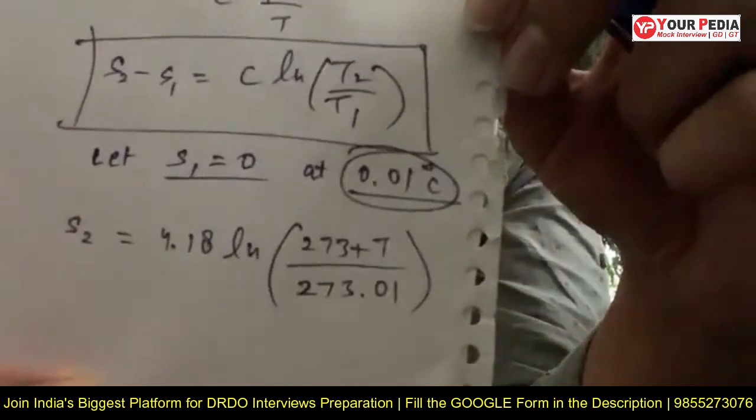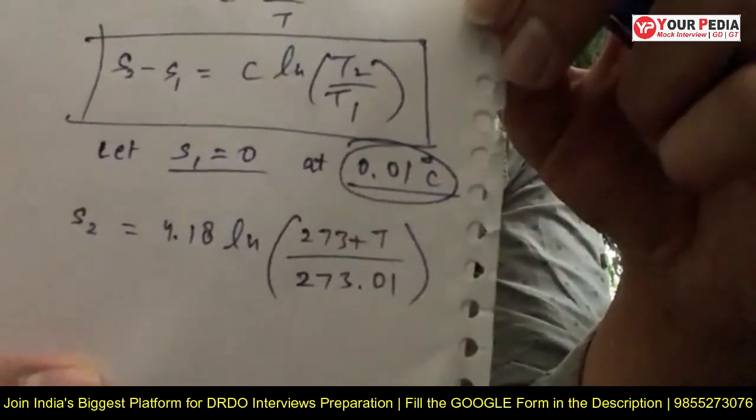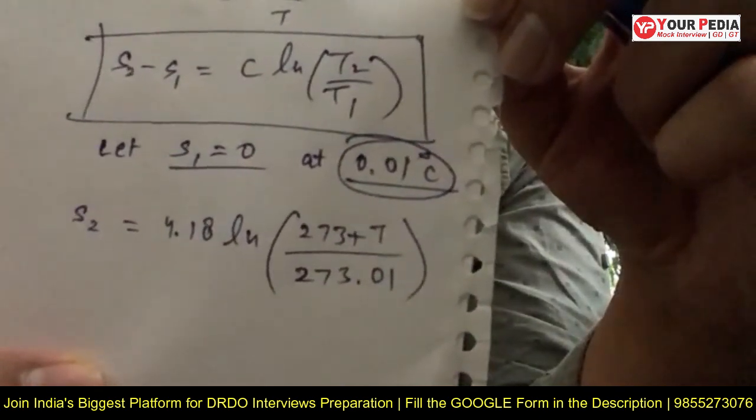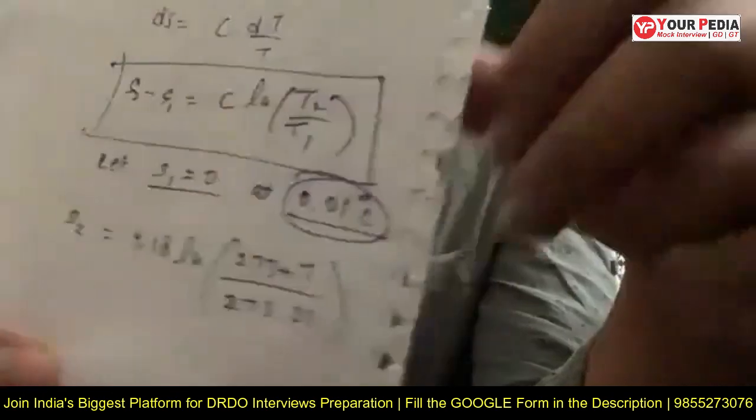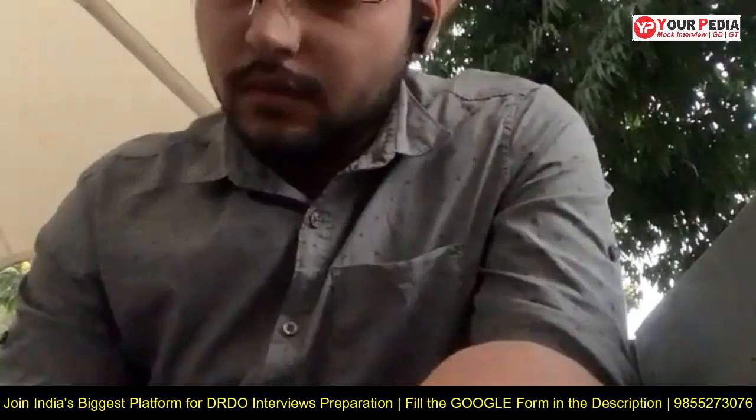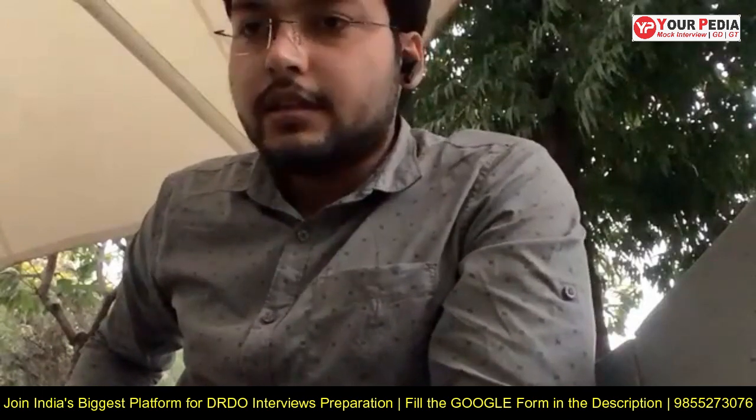Okay, so you have calculated S1 as 0 at 0.01 degree centigrade. Why did you take 0.01 degree centigrade? Sir, actually it is the triple point of water. So in the steam table also we have taken this reference state.